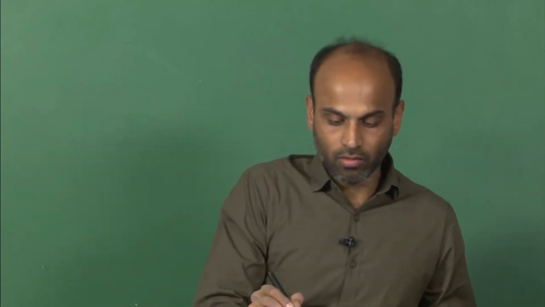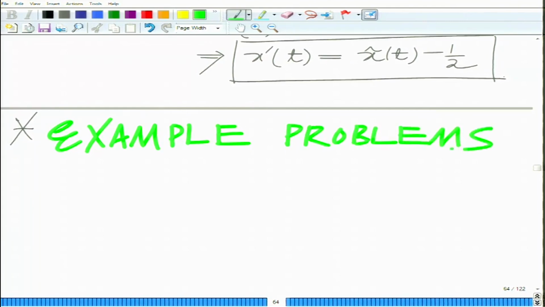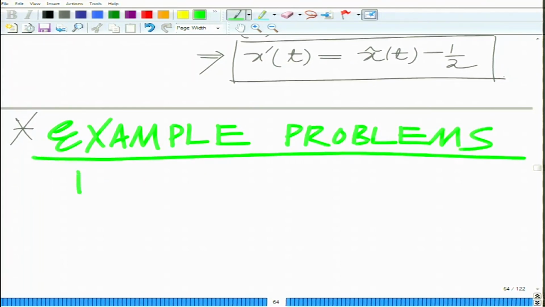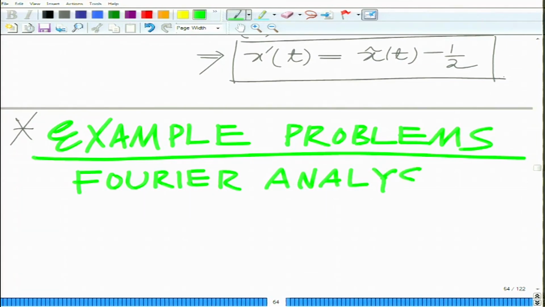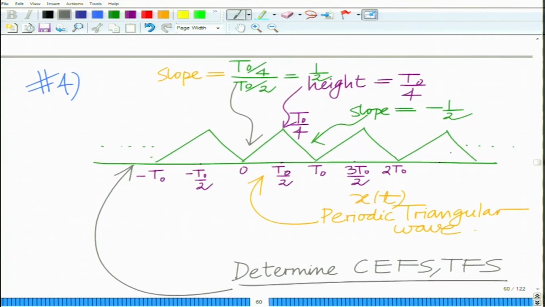All right. So, we are looking at example problems in Fourier analysis. And what we have seen previously, we are currently looking at the Fourier series expansion of this periodic triangular wave, and we have seen this triangular wave.